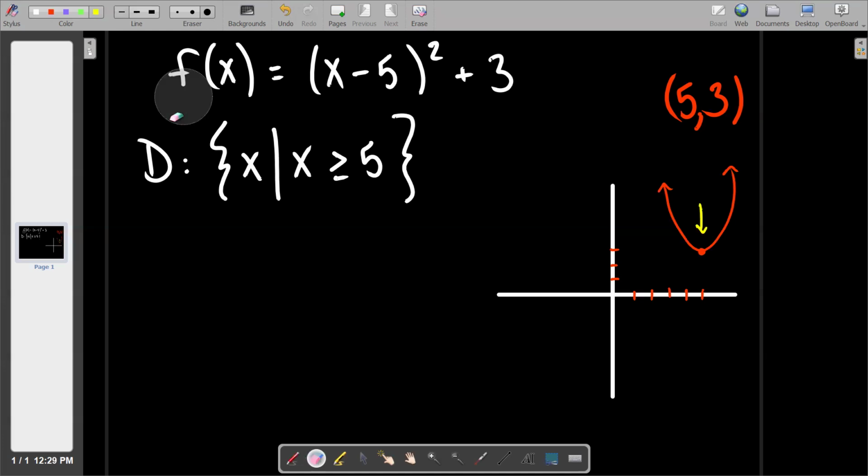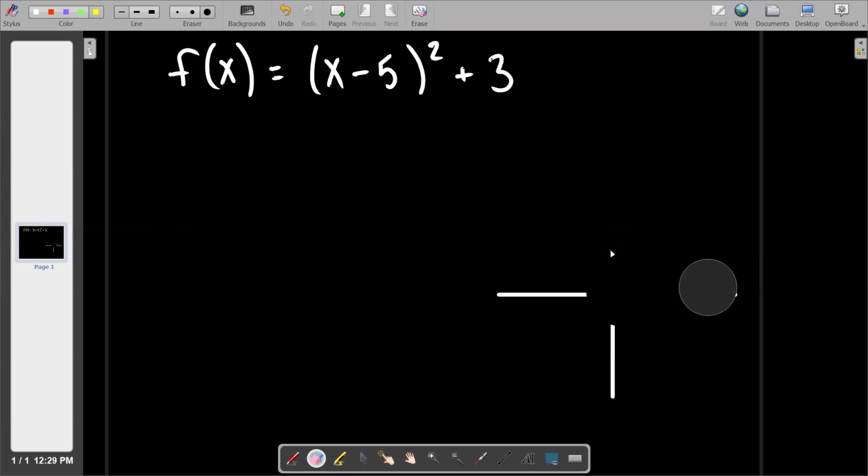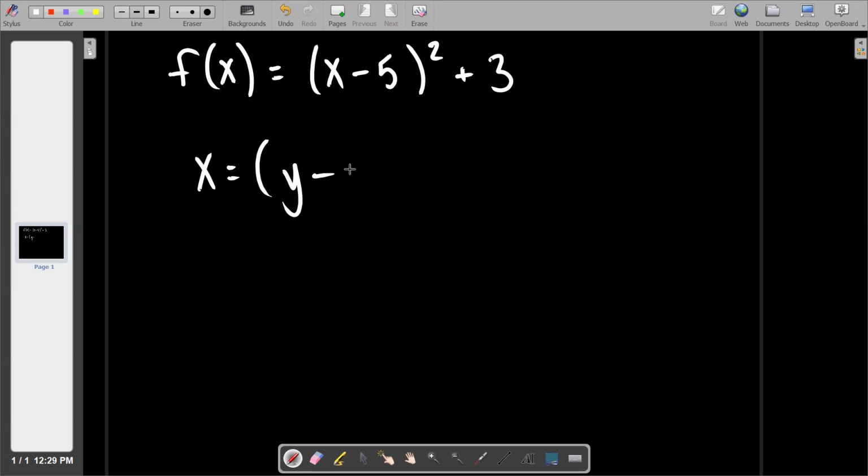So the other side of it was the side that I just very casually brushed past, and apologies in hindsight for that. We have to find the inverse. This is sort of an easier version of what we have to do next. The first thing we're going to do is swap, and to find an inverse, always the first step is to switch y with x, and then switch x with y.